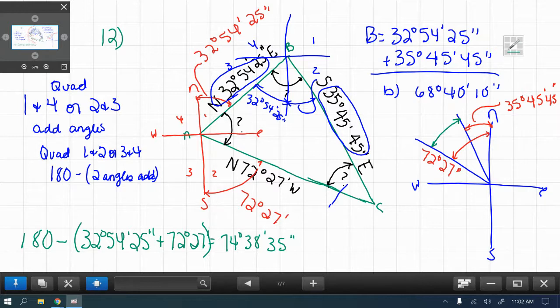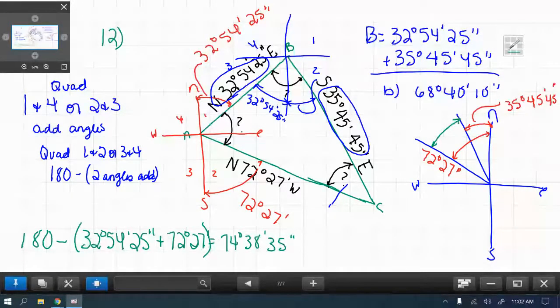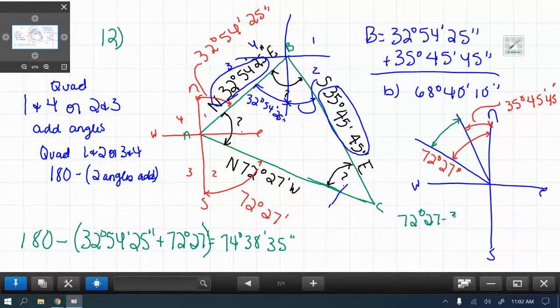That would be the same if they were both in quadrant 1, or both in quadrant 2, or both in quadrant 3. They're in the same quadrant, and you're looking for the angle between the two lines. You're just going to subtract the smaller one from the bigger one. And I had C as being 36 degrees. 41 minutes, 15 seconds.